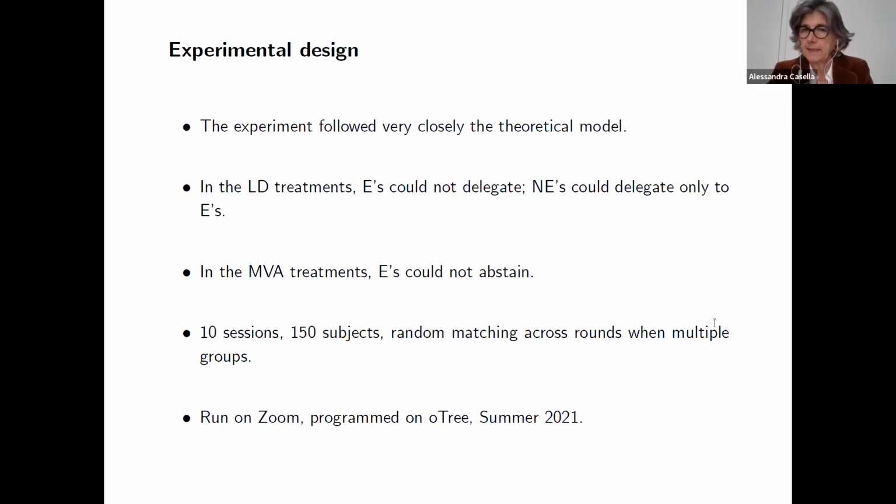So the experiment is basically identical to the theoretical model. We do have a simplification, which is we just prevent experts from delegating, and we prevent experts from abstaining in the treatment with abstention. And under liquid democracy, the non-expert can only delegate to the experts. We run 10 sessions, 150 subjects, random matching across rounds when there are multiple groups. The experiment was run on Zoom, and it was run last summer.